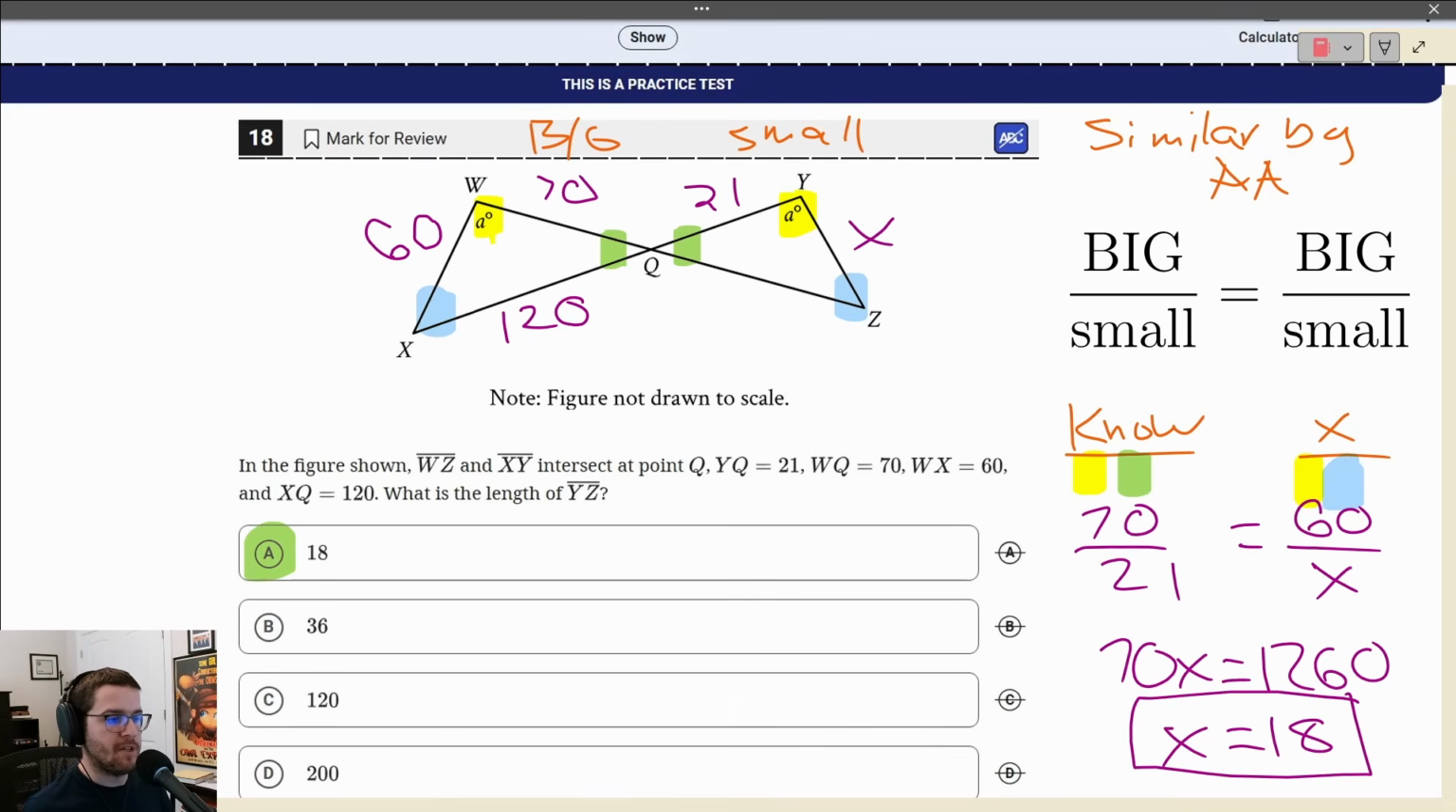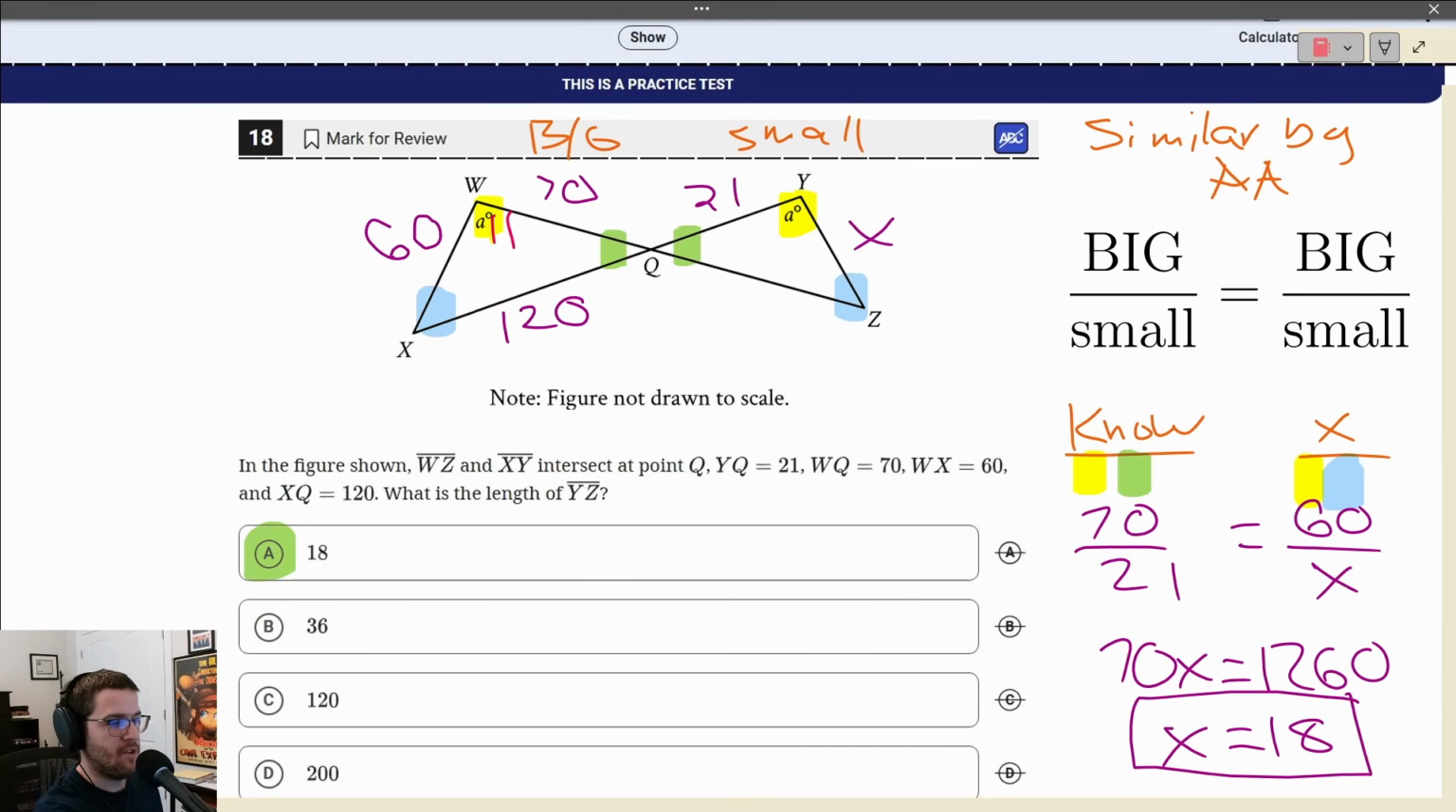Where most people probably messed up is, one, they probably didn't even recognize that they were similar. But if you did recognize they were similar and you made a mistake, my guess is that you probably weren't paying close enough attention to the angle markings. You can't pick out those corresponding sides in your head. They're going to rotate and reflect the triangles to try to trick you. Mark them in some way and pay attention to your angle markings.